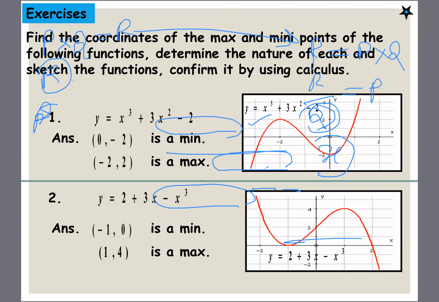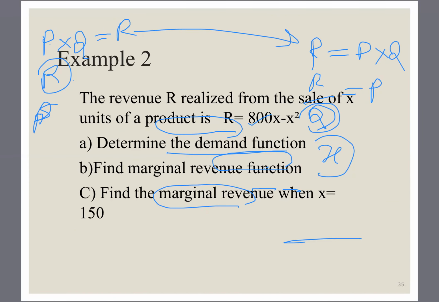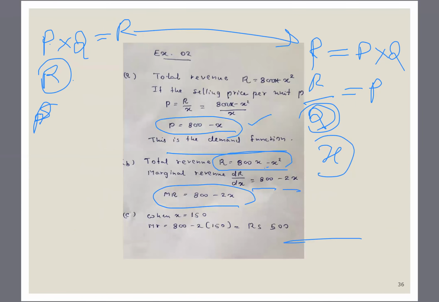My slide? Yes, no? This one, no? Okay. So we need to substitute x equal to 150 in the marginal revenue function, right? In the marginal revenue function. When we apply x equal to 150 in the marginal function, then we get the answer, right? So I think it's okay.